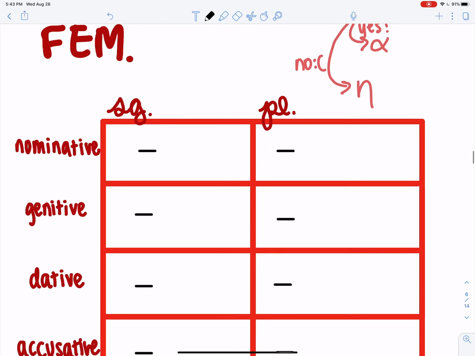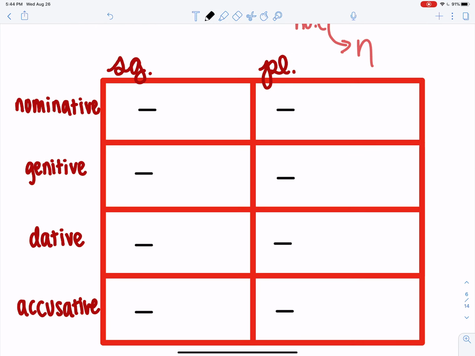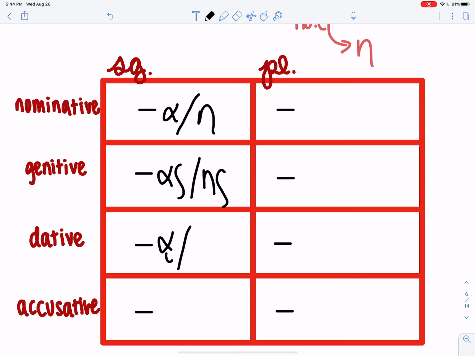So what does that mean? Well, in the nominative singular, you'll either have a, alpha, or e, eta. Genitive, as or es. Dative, a or e. And accusative, an or en.